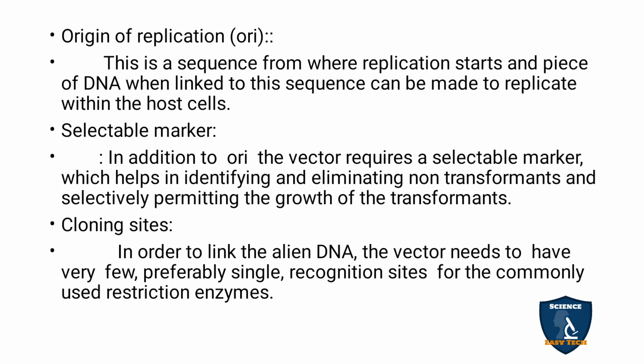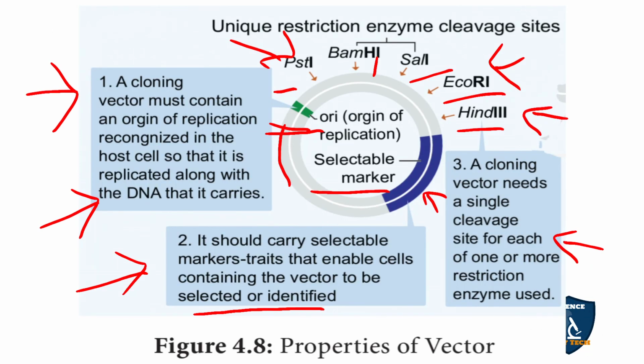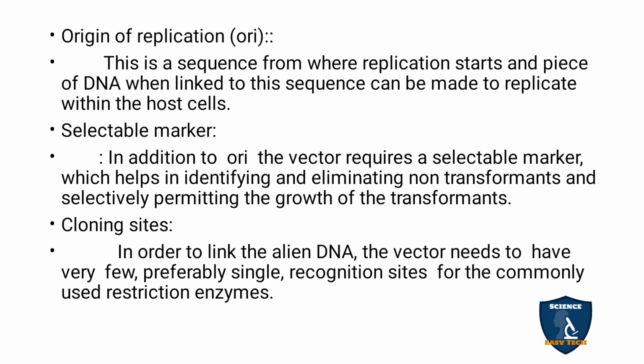And cloning sites. In order to link the alien DNA, that is foreign DNA, the DNA of another organism, the vector needs to have a few unique recognition sites for the commonly used enzymes, as we had said already. So the foreign DNA is cleaved at the restriction site, and the restriction enzyme needs a single restriction site to cut. Okay. So, that is called the cloning site.